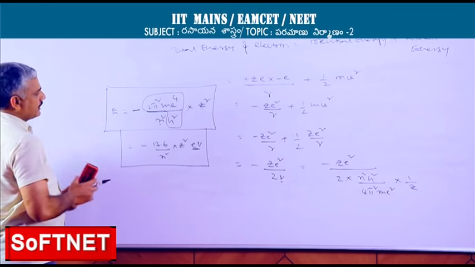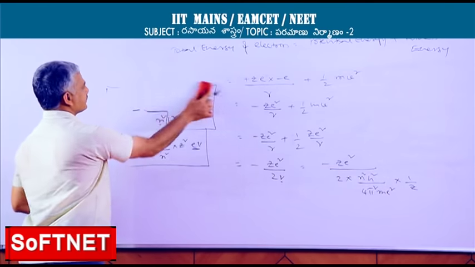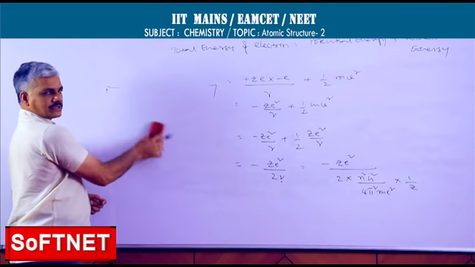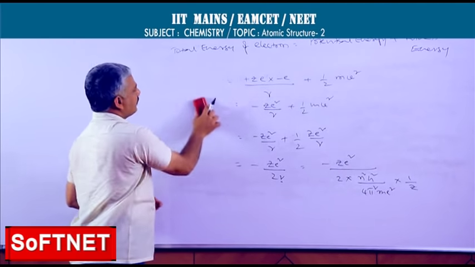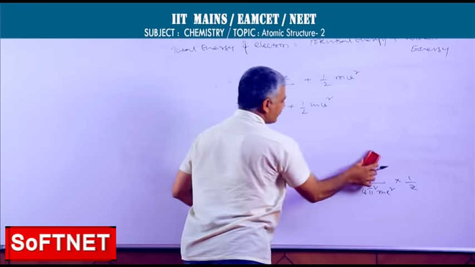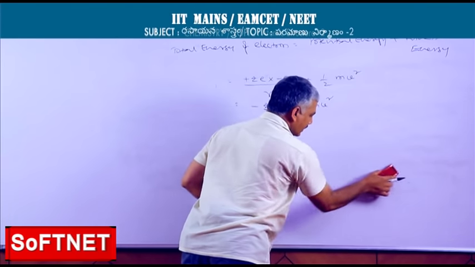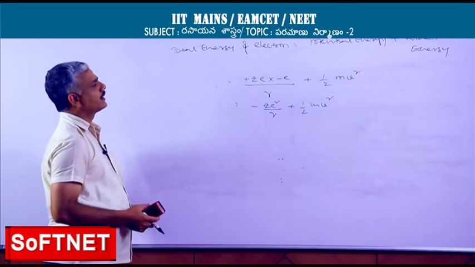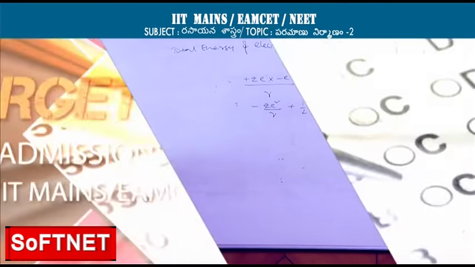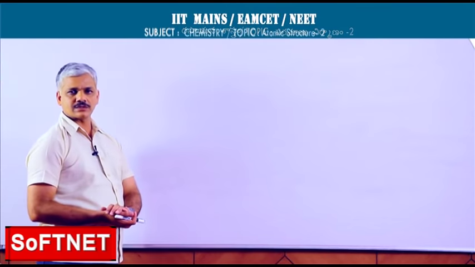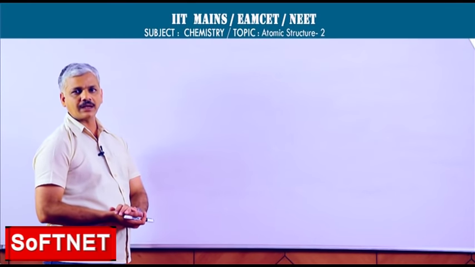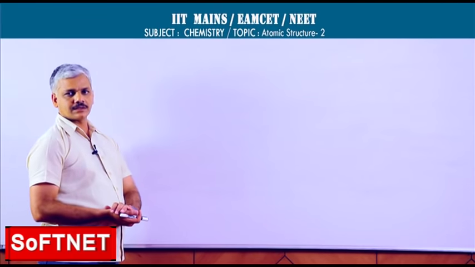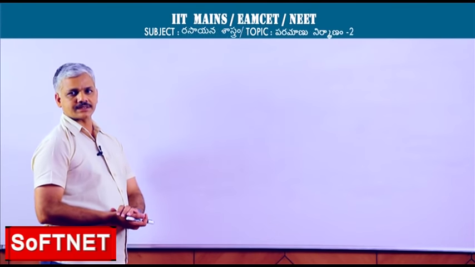Then the third application is it gives theoretical proof to Rydberg's equation, which is beyond the scope. Just remember the statement. Theoretical proof can be given to Rydberg's equation by making use of Bohr's atomic model. That is the success story of Bohr's atomic model. But Bohr's atomic model also has got certain limitations.